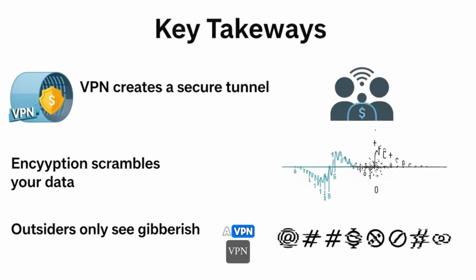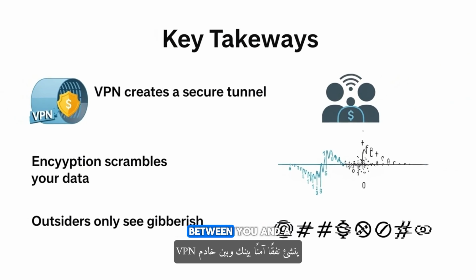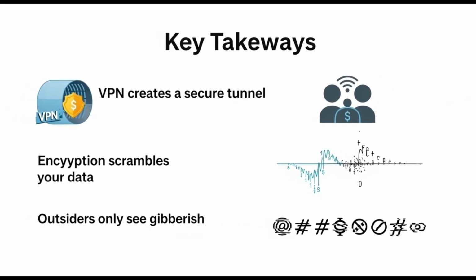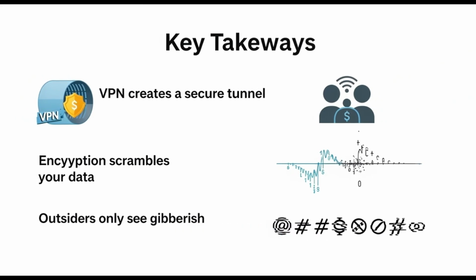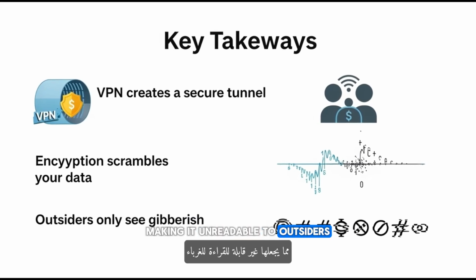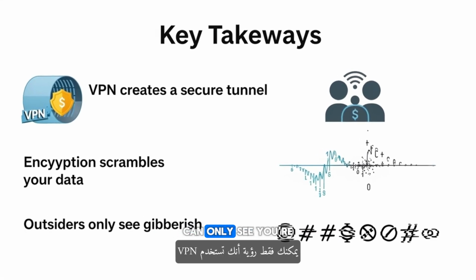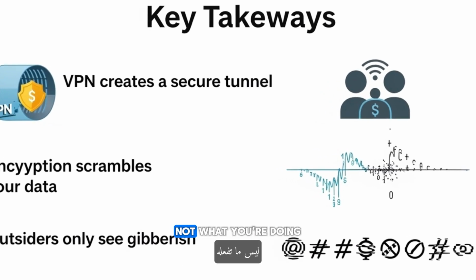Let me know below. So, to recap, a VPN creates a secure tunnel between you and a VPN server. Inside that tunnel, all your data is scrambled using encryption, making it unreadable to outsiders. Even your internet provider can only see you're using a VPN, not what you're doing.